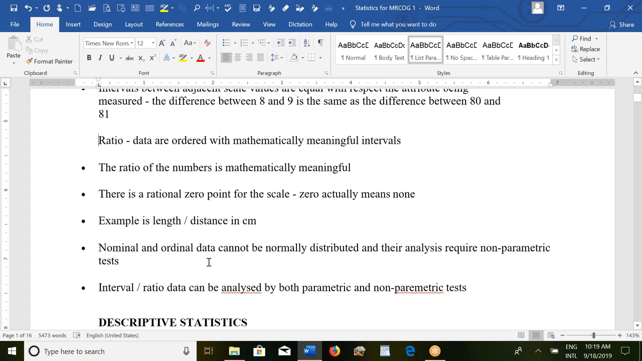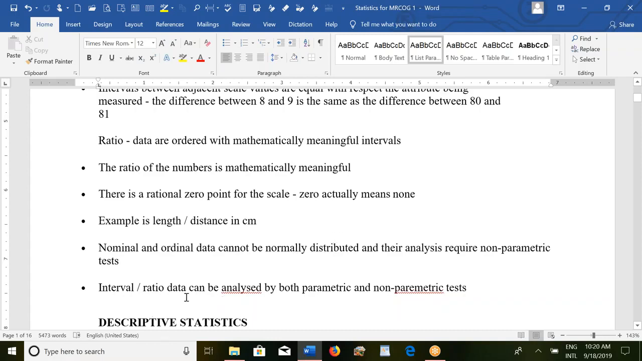So nominal and ordinal data cannot be normally distributed, and their analysis requires non-parametric tests. Nominal and ordinal. Okay. What is the normal distribution? When all the values are going to be in a bell-shaped curve, that will be normally distributed. We will talk about that in a while.